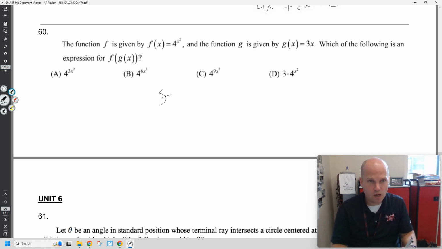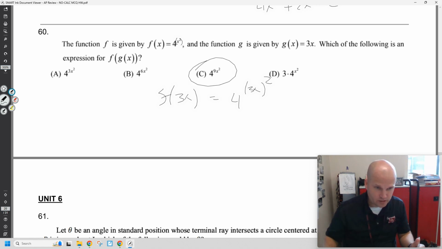Compose f of g of x. Plug in 3x wherever you see it. That's going to be 4 to the 9x squared. 3x times 3x is 9x squared.